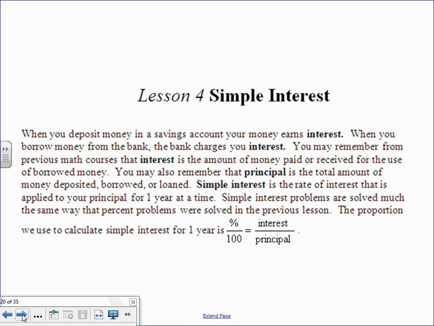Okay, principal is the total amount of money that is deposited, borrowed, or loaned. Simple interest is the rate of interest that is applied to your principal for 1 year at a time. And that 1 year at a time is important. Simple interest problems are solved a lot the same way that we did percent. You're going to have the percent over 100. The interest is like your part. The principal is your whole.